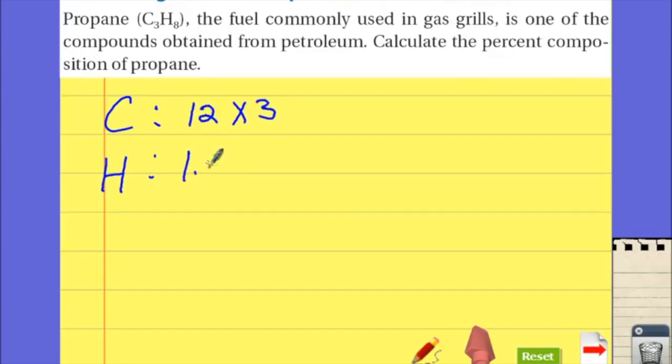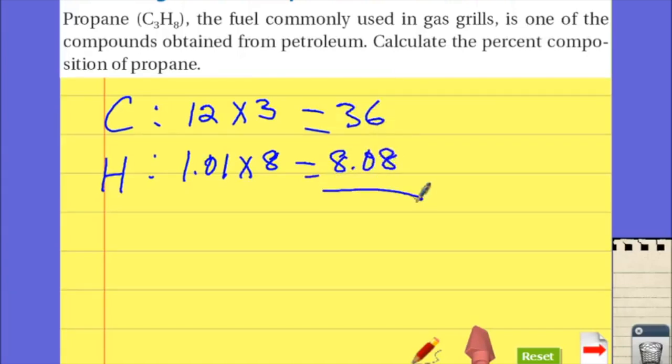Hydrogen, 1.01 times 8. This is 36. This is 8.08. I take the whole, which is 44.08. Tell me if I'm wrong. Okay, this is my whole. So I do 36 divided by 44 times 100, and I do 8 divided by 44 times 100. That will give me the percent of each one of them. Okay, let's move on.